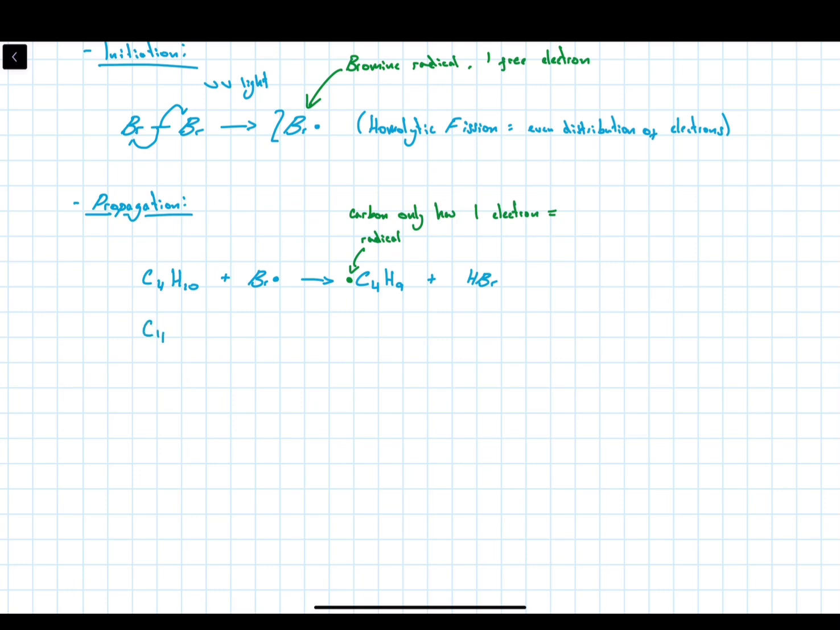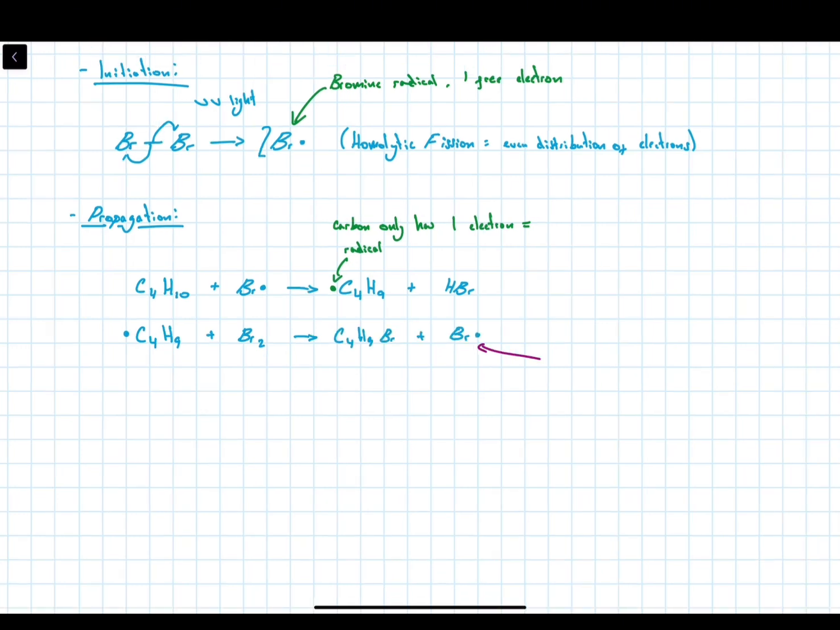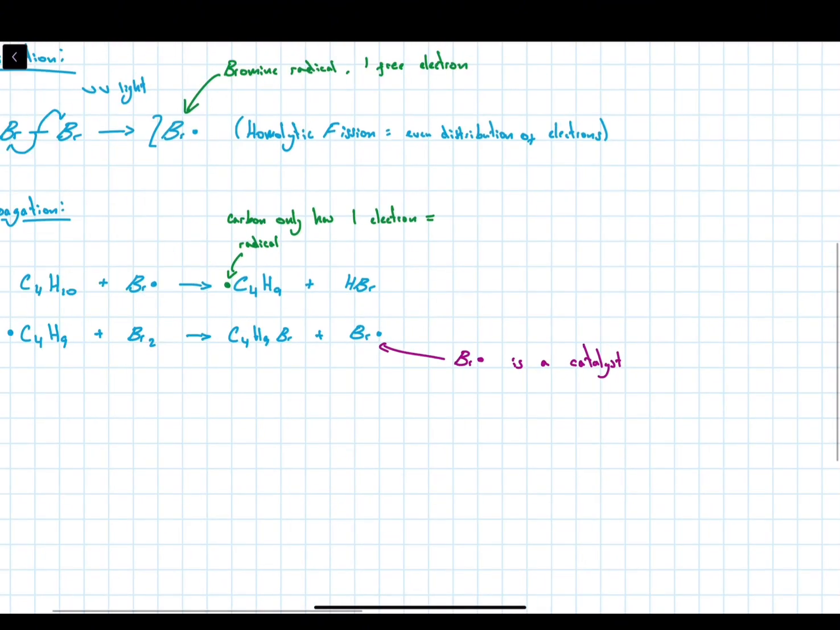Now for the second equation, we use our C4H9 radical, and we add Br2 to this, and the C4H9 radical attacks the Br2, splitting it up, forming C4H9Br, which is bromobutane, and then a bromine radical is formed, and therefore, because it's regenerated at the end of the reaction, bromine radicals are a catalyst in this.